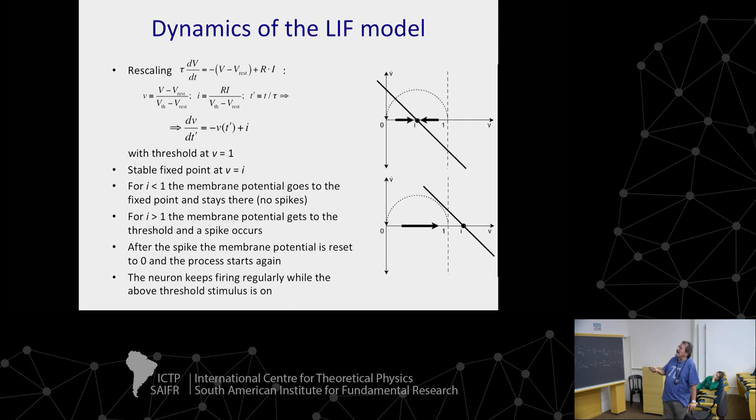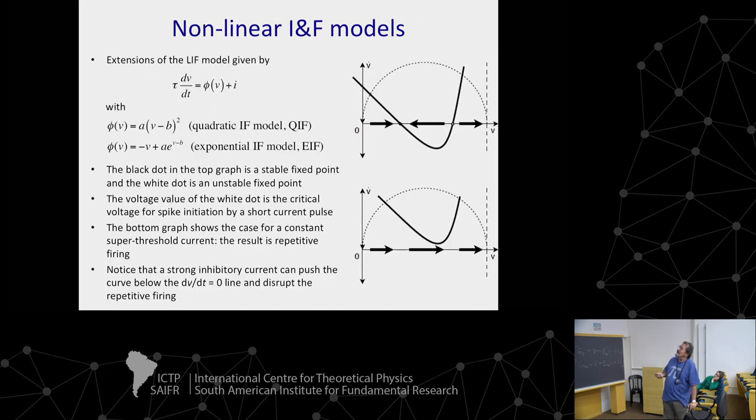So here is the dynamics of the leaky model. It explains why it behaves like that. I will leave this for you to read after the talk. Then you can add a nonlinear term. So instead of having a linear term there, you can have a nonlinear term, and then you have different behaviors. Also, I'm sorry, I really have too much material here, but anyway.